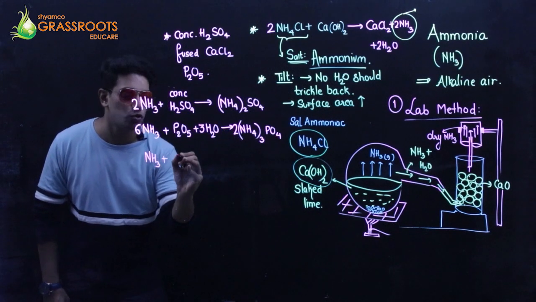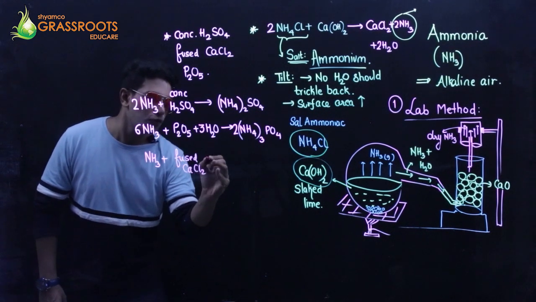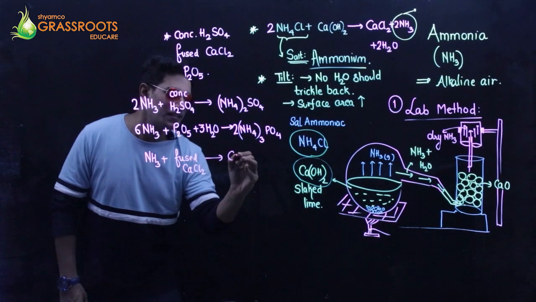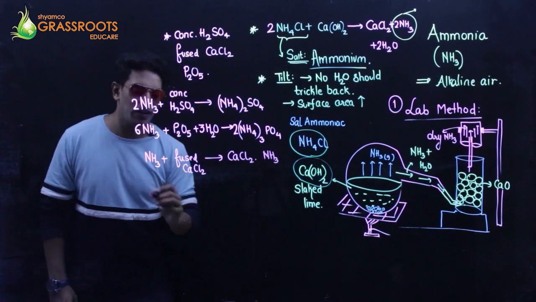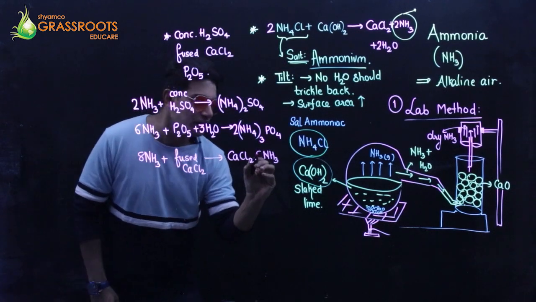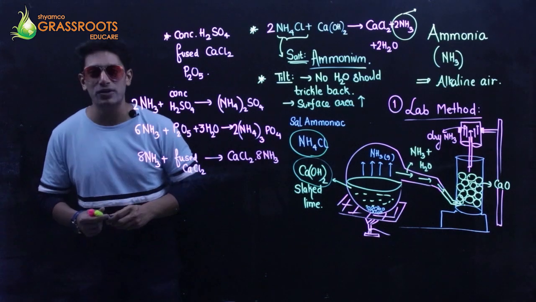Ammonia can react also with fused calcium chloride, forming CaCl2 dot NH3. To be very precise, it is CaCl2 dot 8NH3. So the reaction takes place and I lose my ammonia gas.